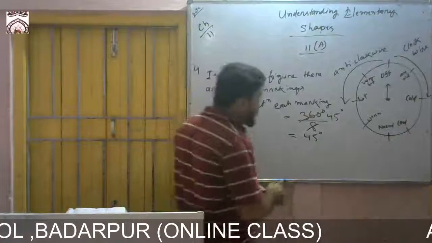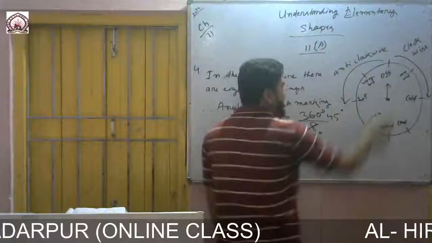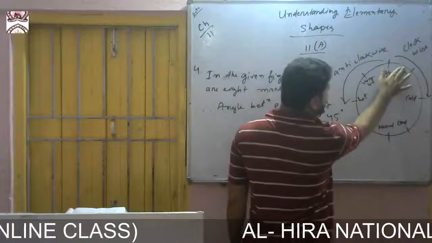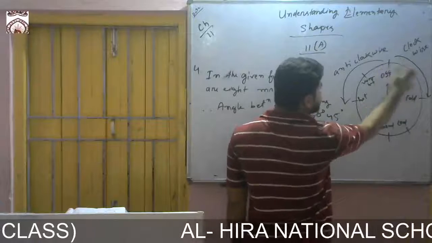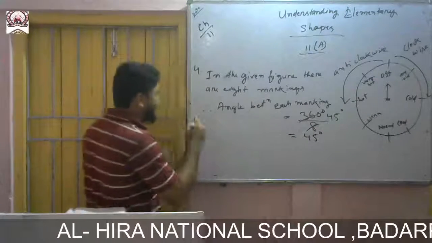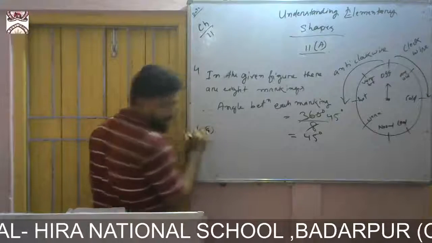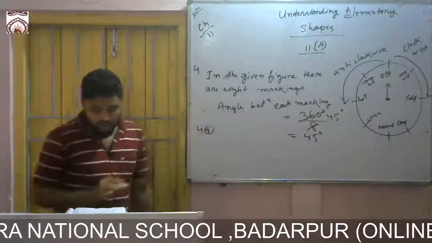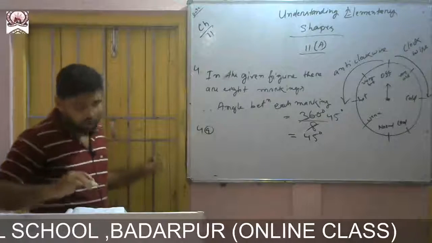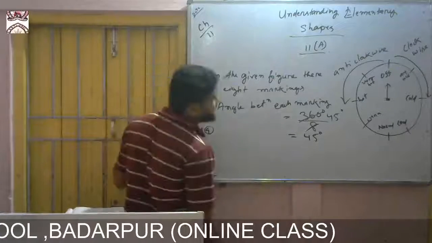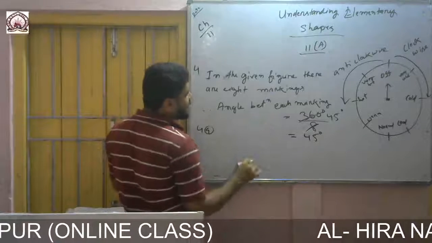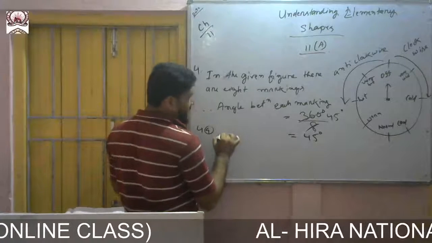Clockwise from off to cold. So if I come this way, off to cold, that means 2 markings: 1 marking and 1 marking here. So 2 markings. So write number 1, 4A. Clockwise from off to cold. So write, so it will be what?